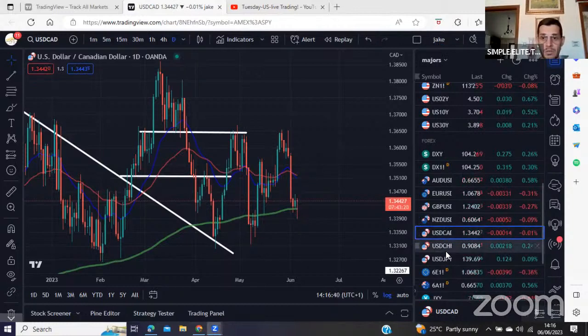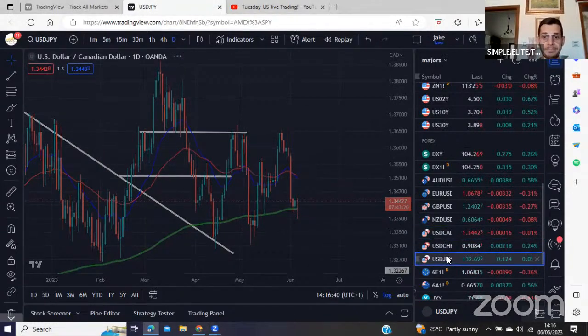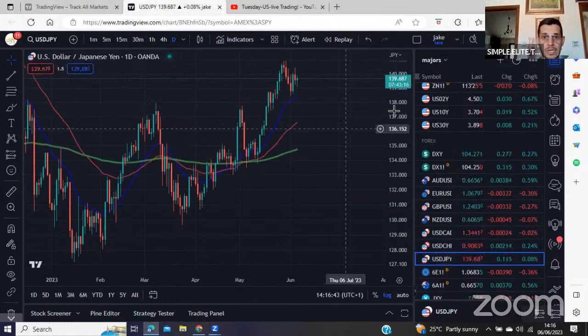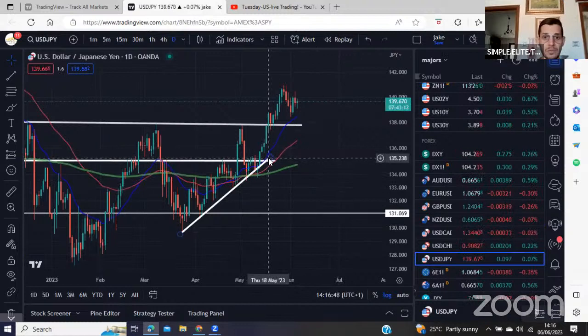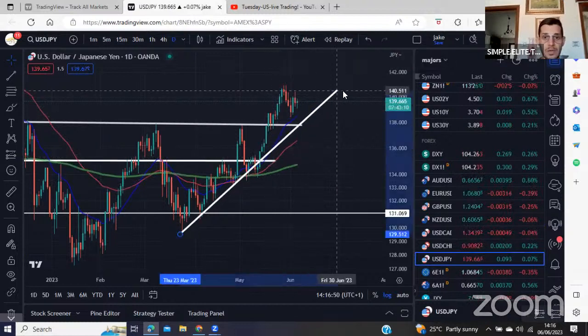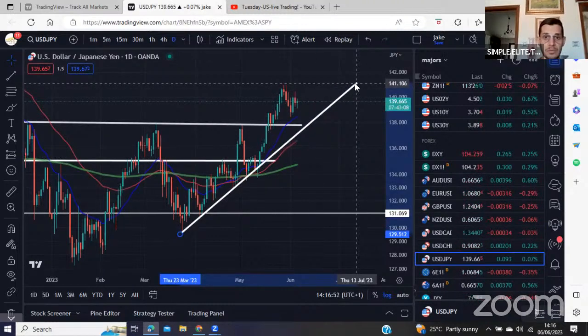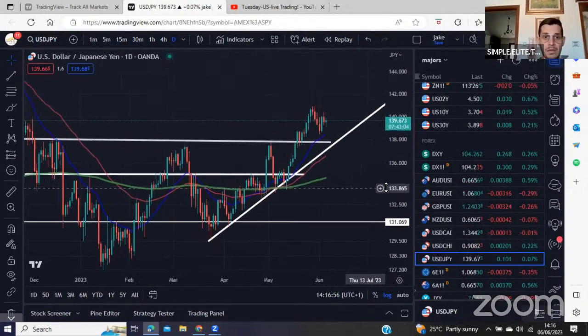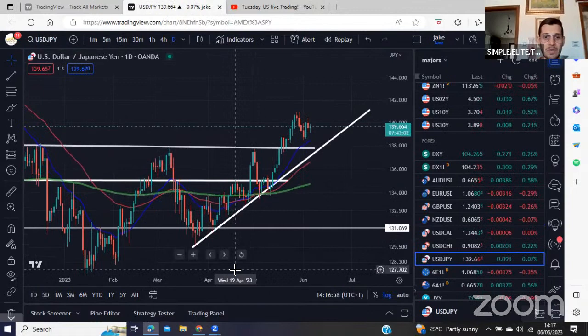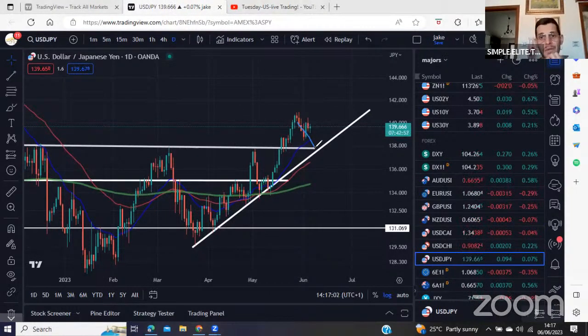Moving on, dollar yen. Dollar yen is nice in an uptrend. Let's bring this trend line up that I talked about last week. I wanted to see price hitting this support level 138, but it didn't.